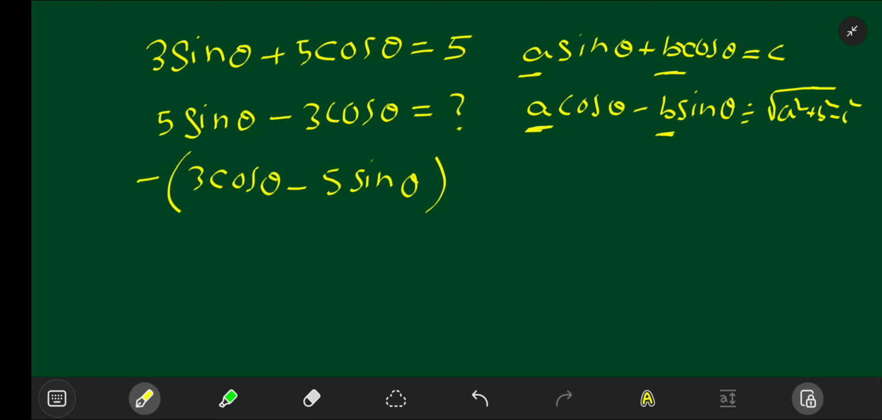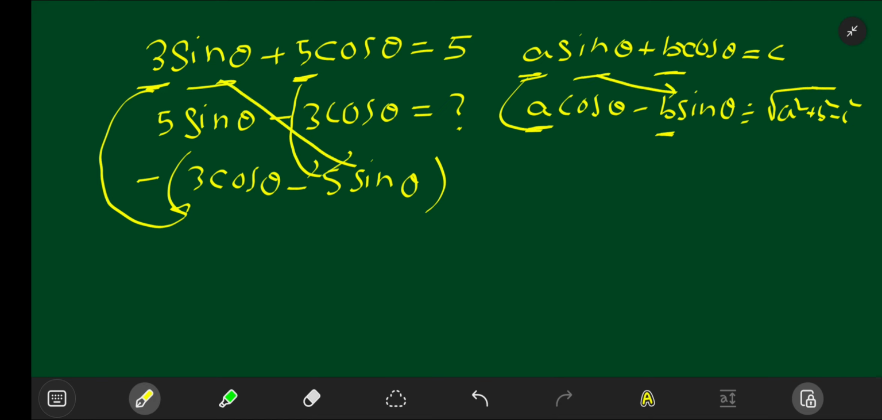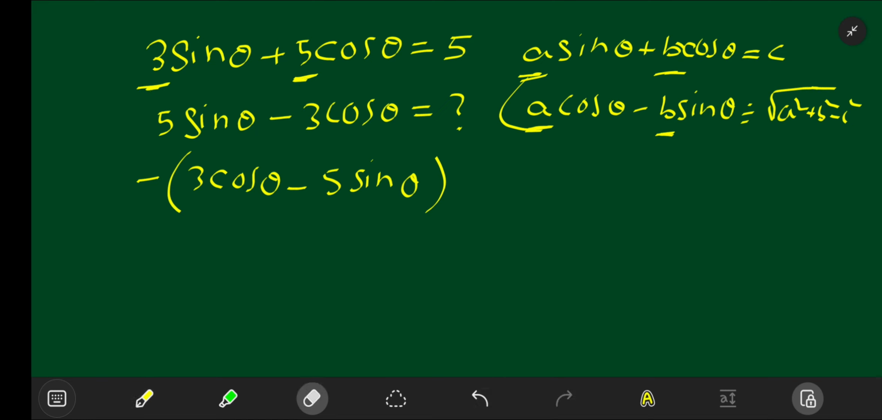You see, 3 and 3 are there, 5 and 5 are there. So this sin theta is interchanged, and here also sin theta is interchanged. So it is in the form of the formula. Now we can apply the formula easily. But in front of the answer, we have to keep minus first, since we took minus.